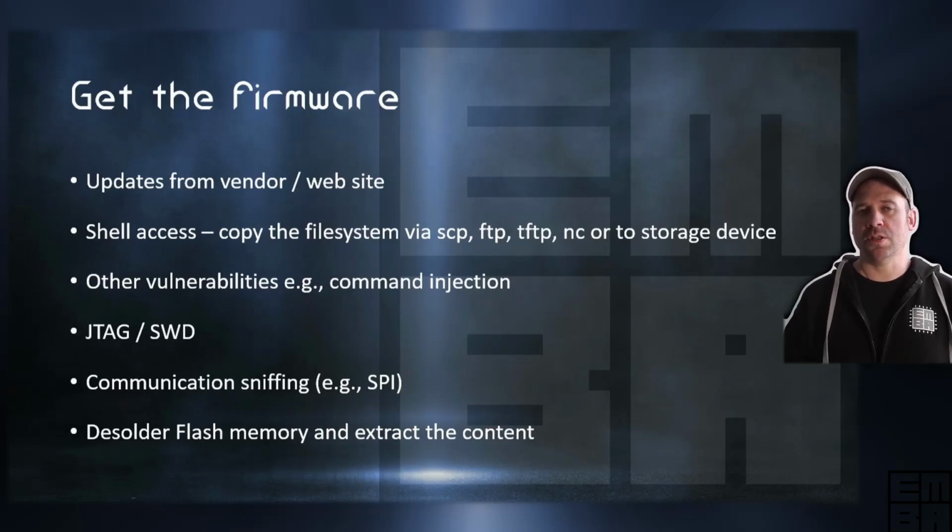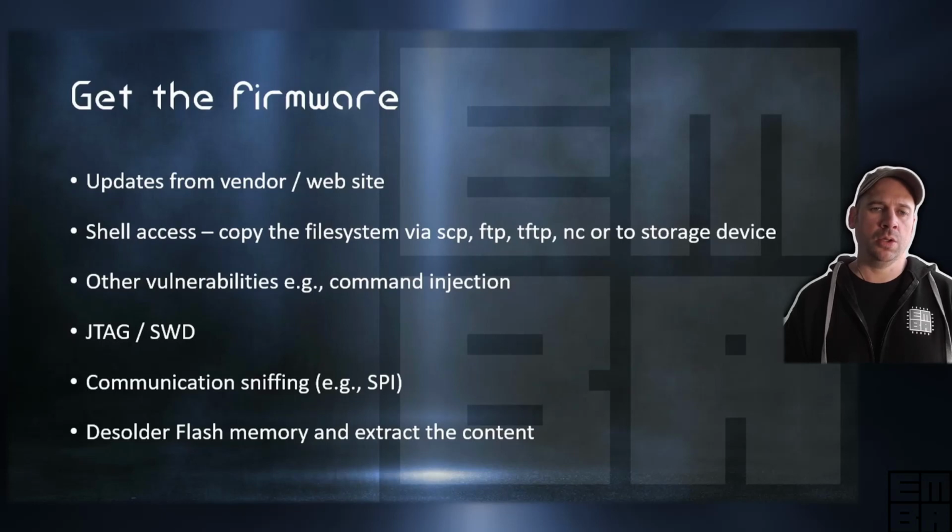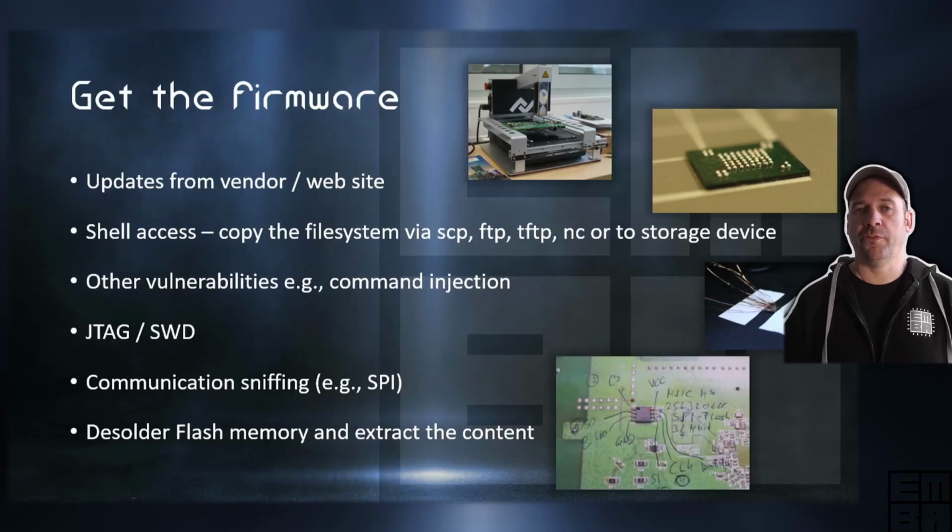If you do not have access to the firmware from the vendor website, or it's behind a paywall or something else, probably there are no firmware updates available currently. Then there are different other possibilities. You can, for example, use some shell access via Telnet or SSH or some serial interface to extract the firmware. You can use vulnerabilities like command injection vulnerabilities. If you're able to identify a command injection vulnerability directly on the device, you can probably exploit it and extract the firmware. And finally, you can perform hardware attacks.